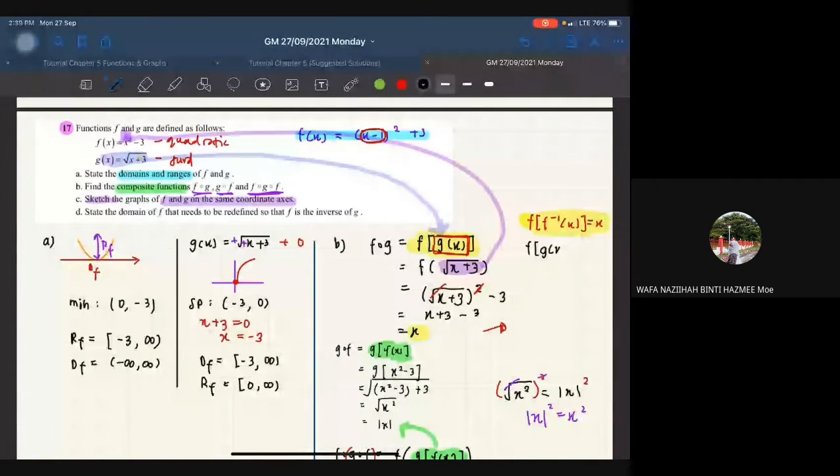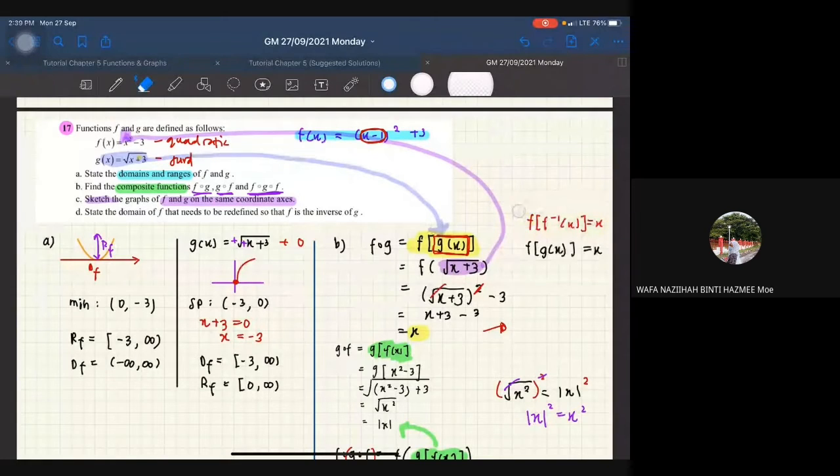fgx equal to x. Okay, so saya tanya lagi sekali, apa conclusion awak boleh buat? gx is f inverse. Yes, exactly. So bila awak tengok dekat sini yang saya tulis dekat belah kanan ni sekarang, the only difference is inside this bracket over here. Okay, dekat dalam property, in the bracket is f inverse.